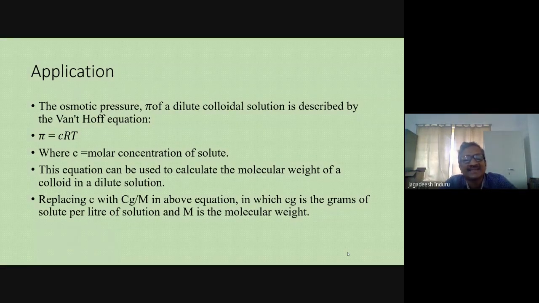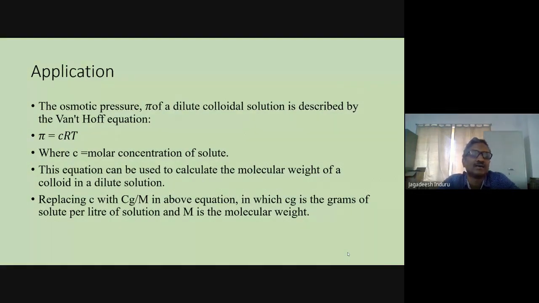If Cg is increased, in the above equation, C is replaced with Cg by M. Cg is grams of the solute per liter of the solution. This is the concentration in grams per liter of the solution. M is the molecular weight. So you replace it with a molar concentration there. You are going to calculate M if all the remaining parameters are known.